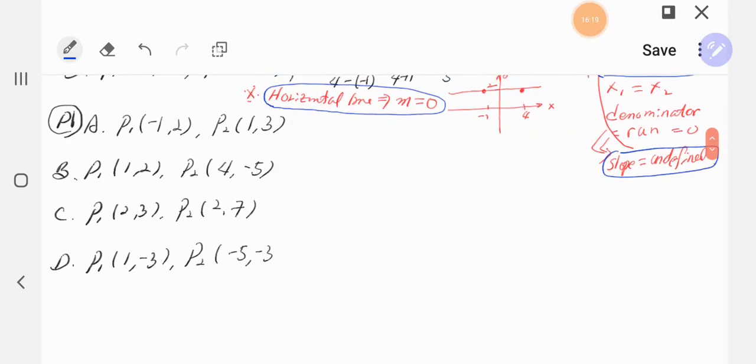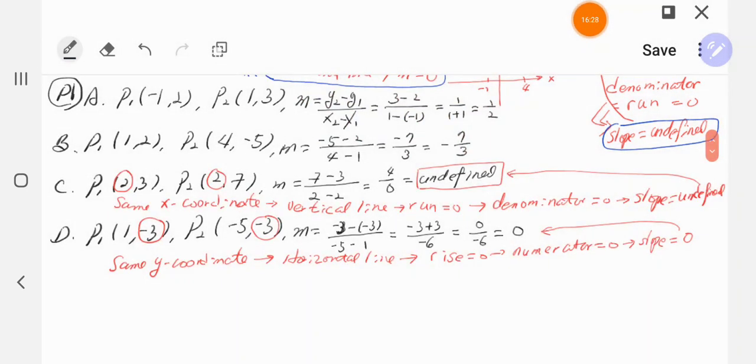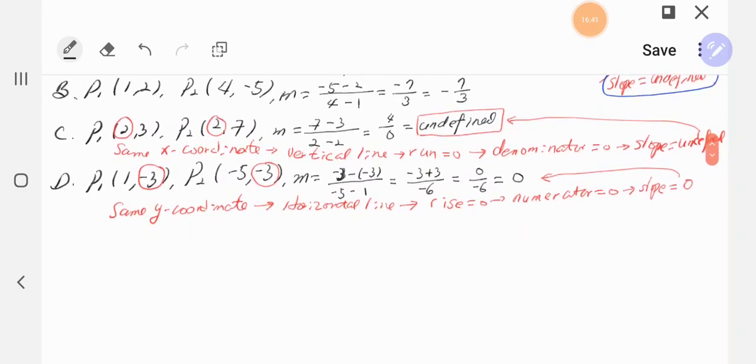Okay. And next is problem 1. So why don't you do this on your own? I will just write the answer and the solution here, and then I will skip this part. Okay, so problem 1 looks like this. Letter A and B are just standard: y2 minus y1 over x2 minus x1. They have values for the slope. But C and D are special cases.